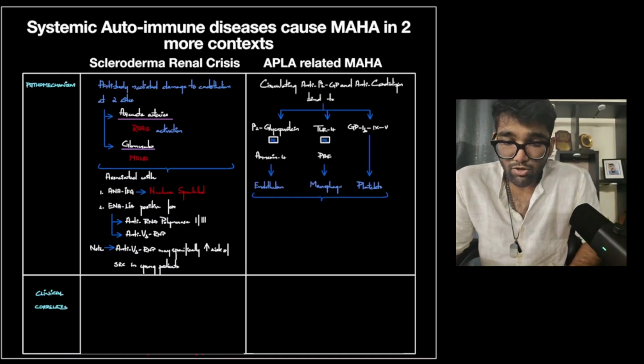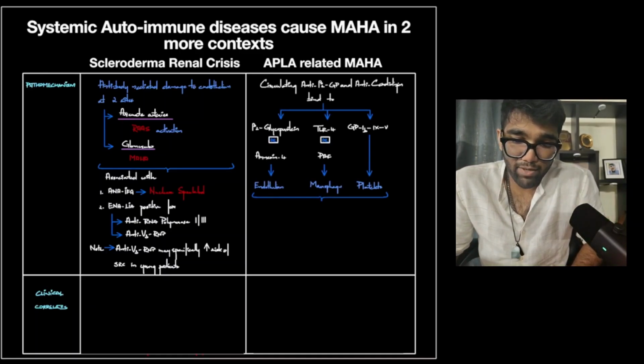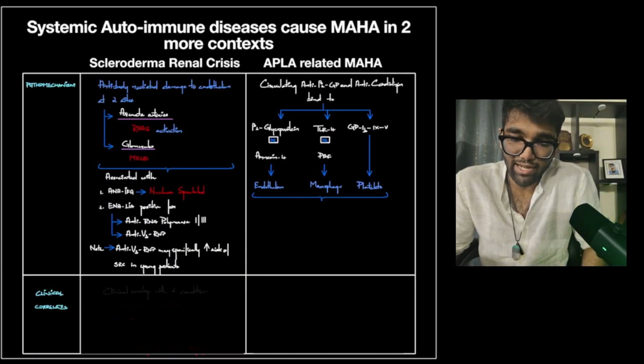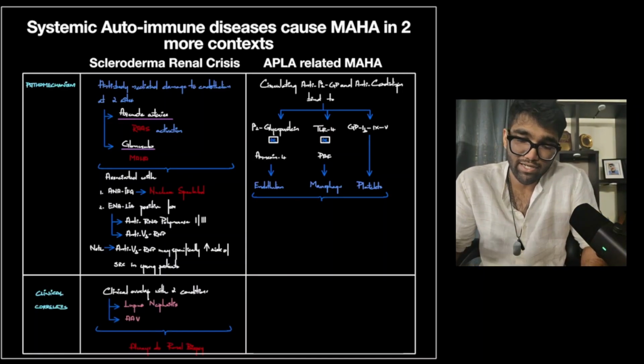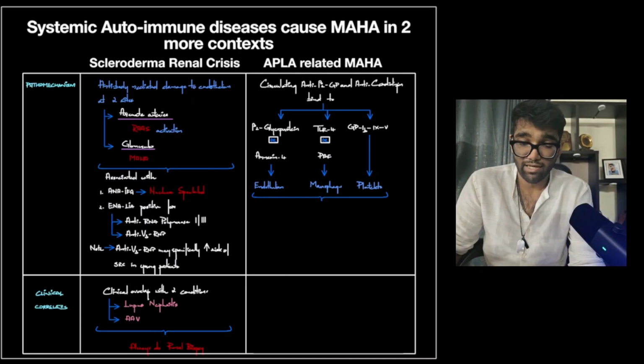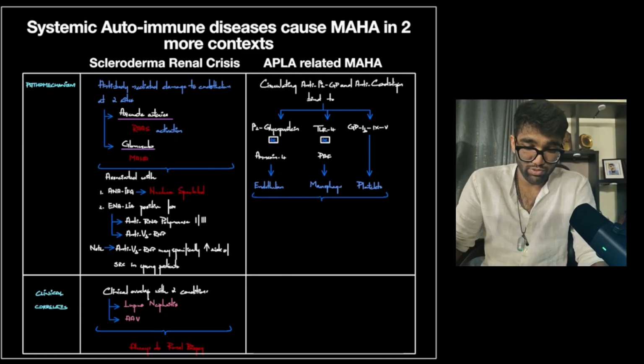Okay. Now, in APLA, as we've already seen, we've got various antibodies against the endothelium, which result in activation of endothelium, macrophage, and platelets, resulting in thrombotic microangiopathic hemolytic anemia. We'll be discussing this in detail in case of APLA, so I won't go into the details of it now.